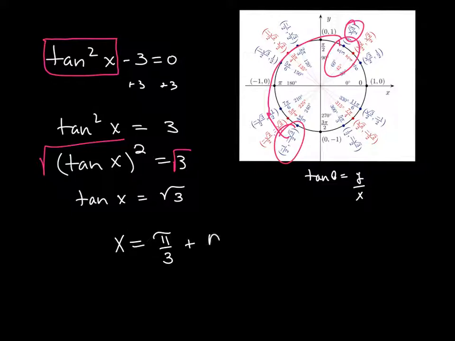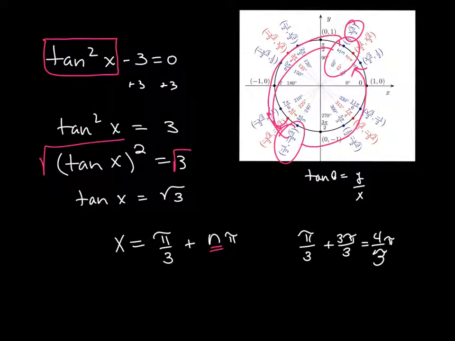And just add that n pi, and I can do that because the tangent has a period of pi. So what I mean is that if I do pi over 3 plus, when n is equal to 1, just pi, I'll make that 3 over 3, and that gives me my second solution of 4 pi over 3. And as that tangent keeps revolving around, it will give me all of those values. When we're doing this, n is always understood and stated to be any integer.